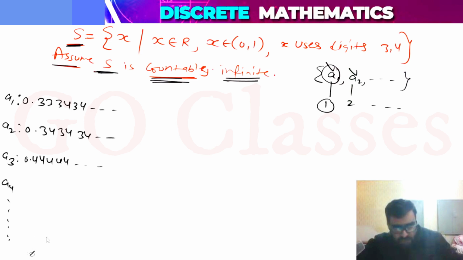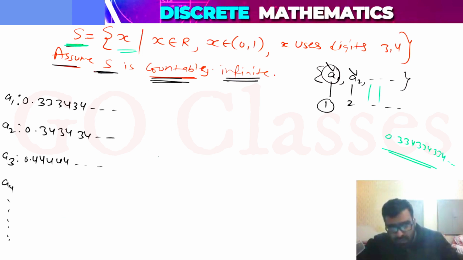Then you know one thing: every element from this set must appear in this sequence somewhere. If there is any number, for example, if I give you this number 0.334334334, then this number should definitely appear in this sequence somewhere. Now we will prove that we will make an element of this set S which will never appear in this sequence, which will never appear.